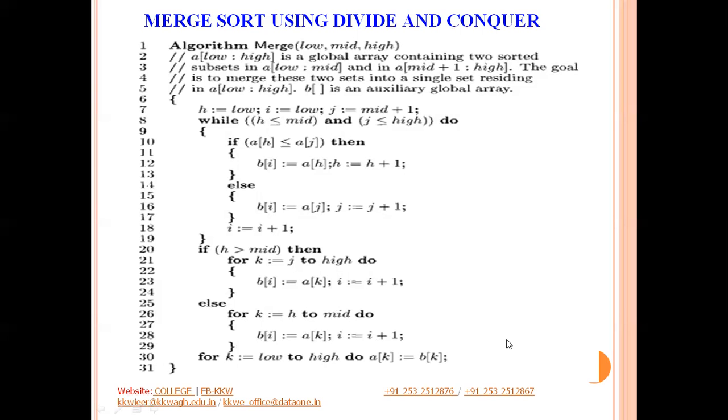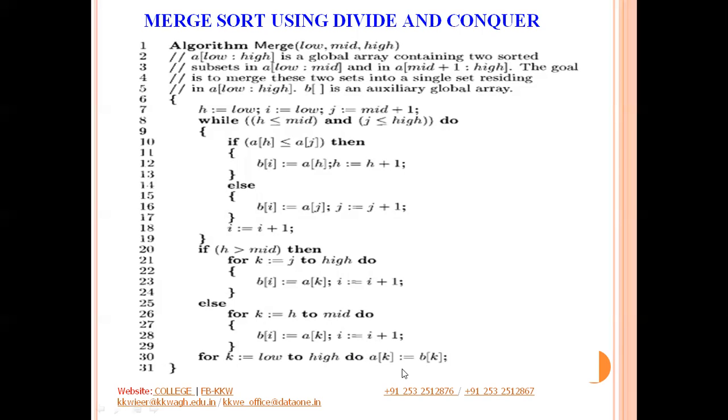Finally, if we want our result in the array A, we have to simply copy all the elements from B of k to A of k, because B was an auxiliary array. This is the extra space that we require for using this merge sort algorithm, which is required for merging. So copy all elements from array B to array A, and our final result is now in the array A. So this is our algorithm for merge.